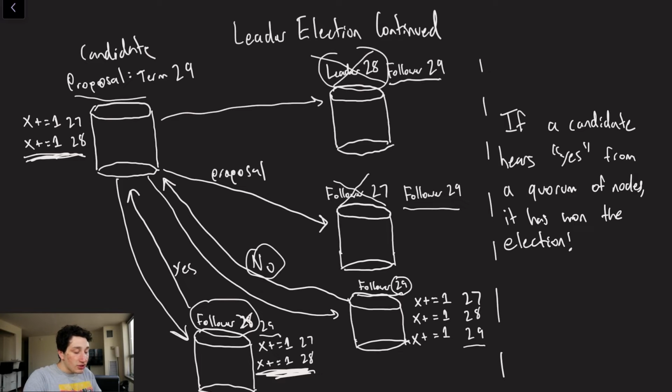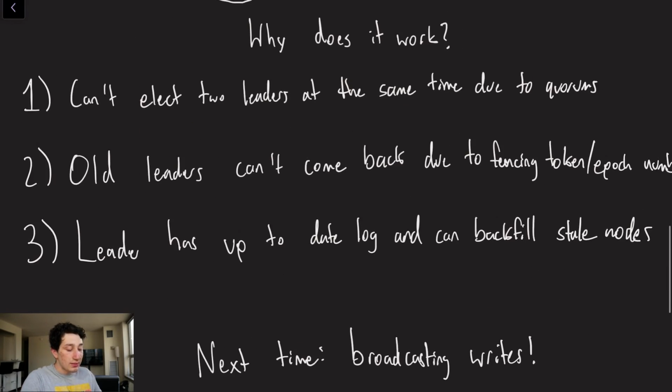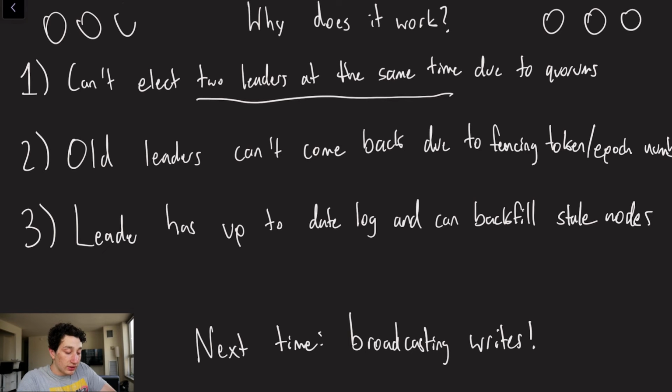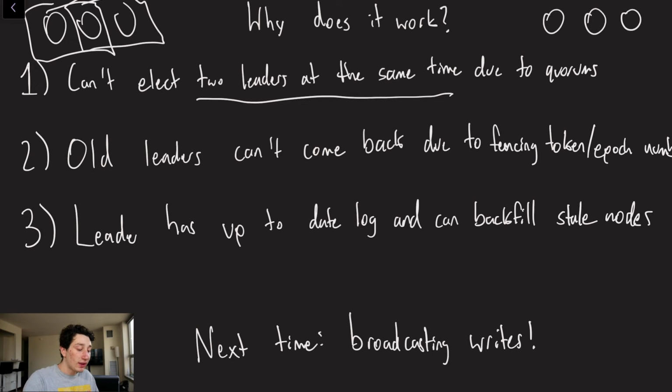Okay, so what actually happens when the candidate receives some votes? Well, if they hear yes from a quorum, keep in mind from our leaderless replication videos, that means a majority of nodes, it has won the election and it can be a leader. So why does this system actually work for ensuring the integrity of our logs such that we can make sure that we only have one leader at once? Well, for starters, we obviously cannot elect two leaders at the same time because of quorums. If we have three nodes, say I get these two votes, I can't also get these two votes because there's overlap between them. So a quorum is not going to solve our issues there.